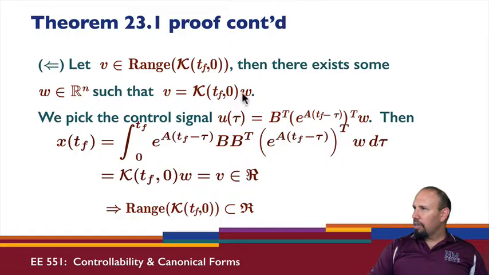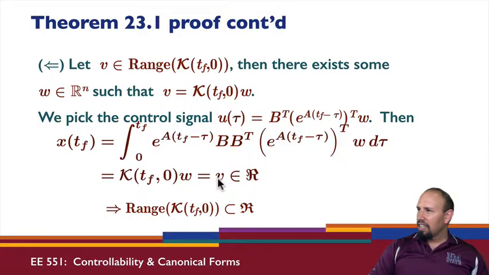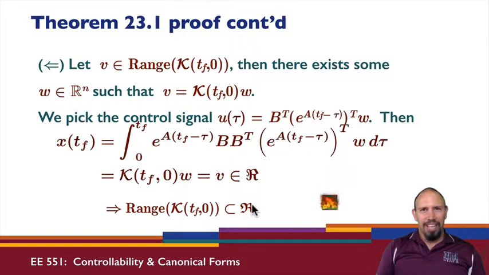But the controllability Gramian times w is just v, and so x at time tf is v. Since anything that comes out of this integral is in the reachable space, v must be in the reachable space. Since we started off with something in the range of K and ended up with something in the reachable space, we've shown that the range of the controllability Gramian is contained in the reachable space. So there we go. Wow.